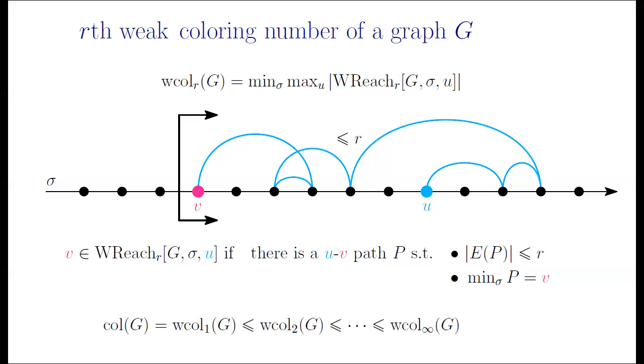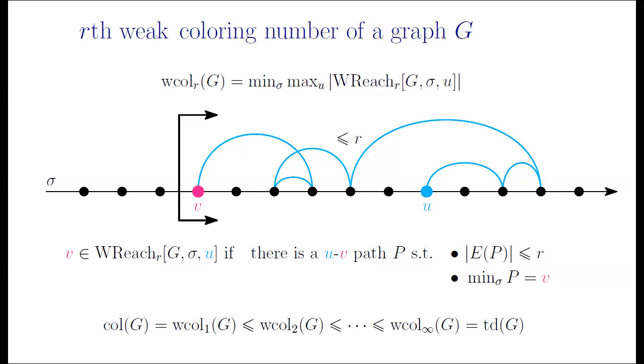We can even take r to be infinity. Now there is no bound on the length of this path. It can have arbitrarily many edges. And it turns out that wcol_infinity of G is exactly the same as tree depth, which is probably a little bit better known parameter.